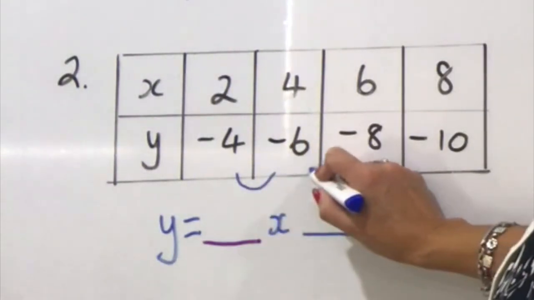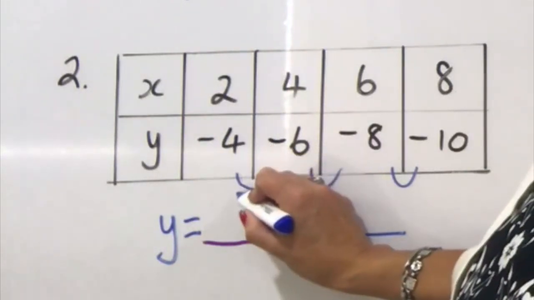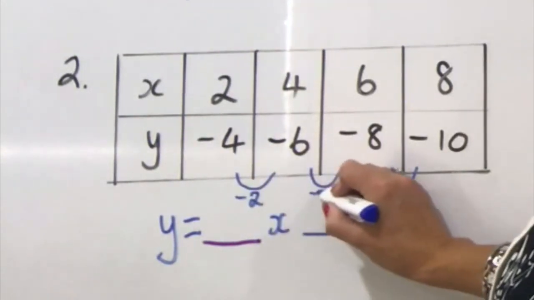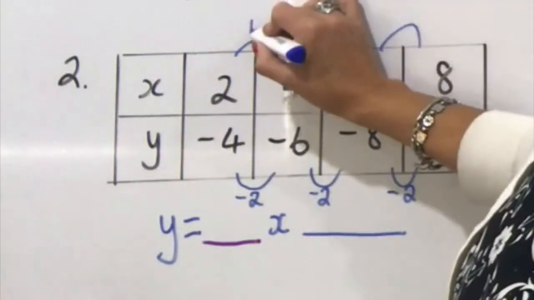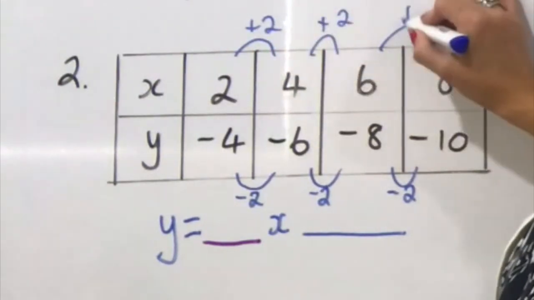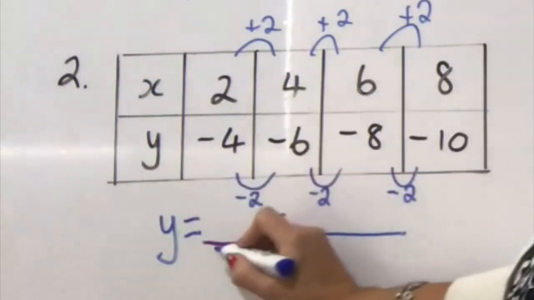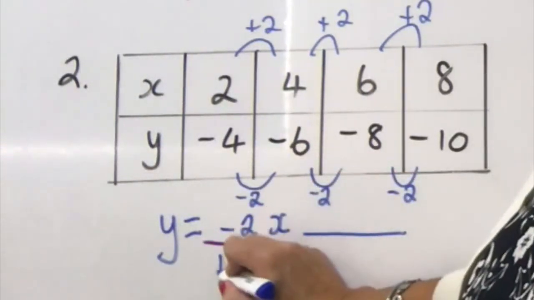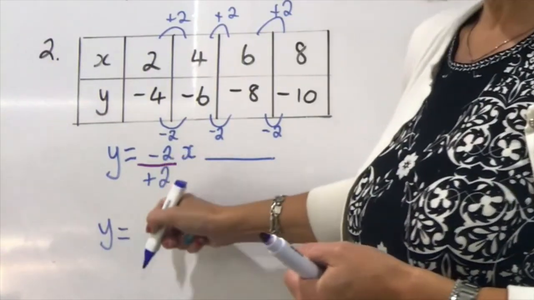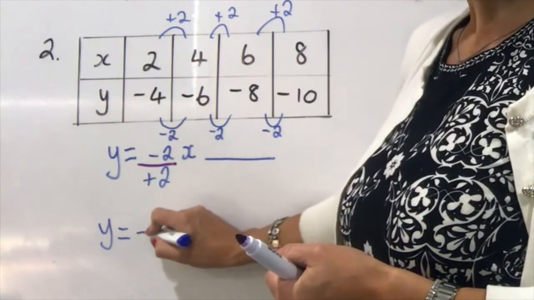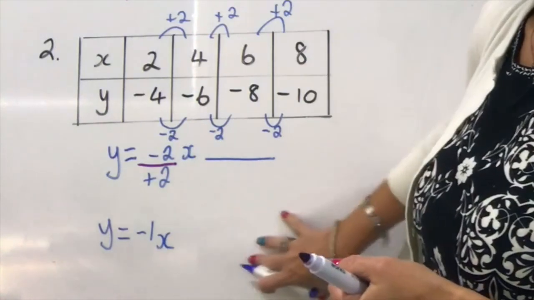These numbers here go what? How do I get from minus 4 to minus 6? I need to minus 2. Minus 2, minus 2, minus 2. And here we're going plus 2, plus 2, plus 2. So we need to do rise over run. Remember, rise is the y, that's minus 2, and the run is plus 2. So I know straight away that the equation of my line, minus 2 divided by plus 2, is minus 1x. And then I just need to work out this bit over here.